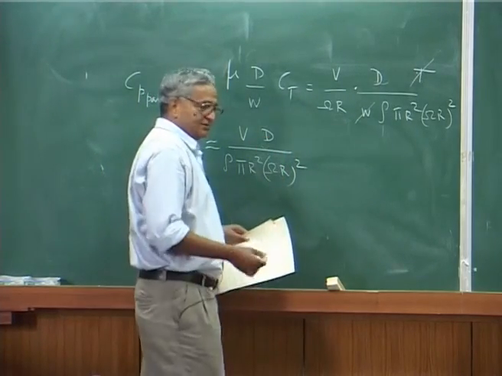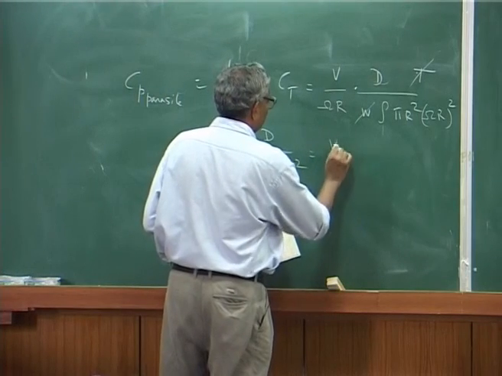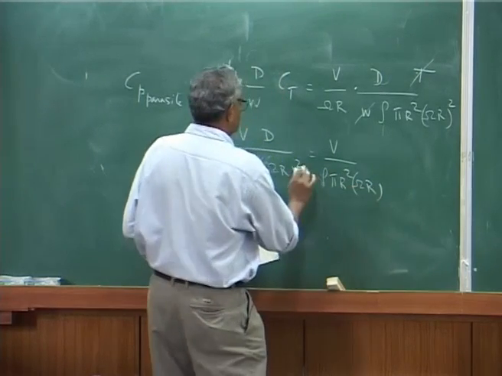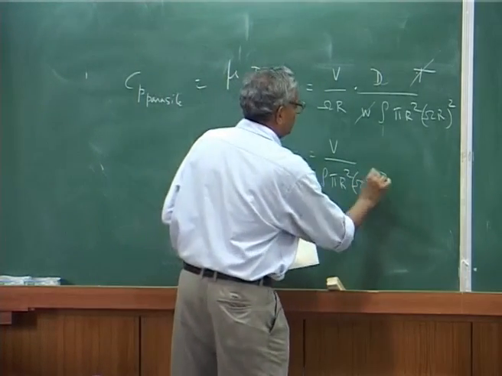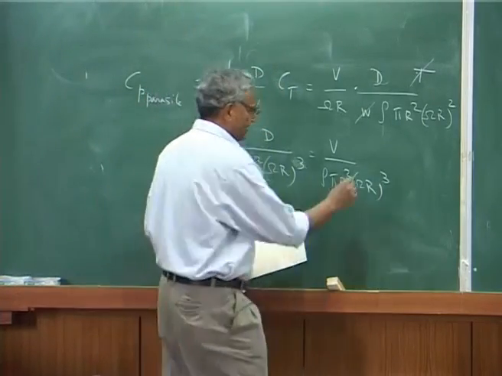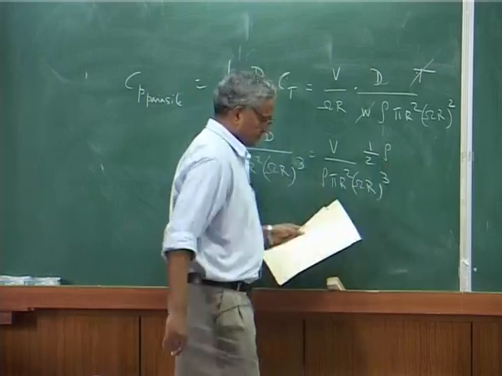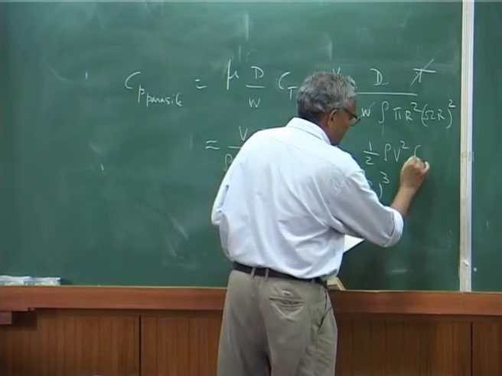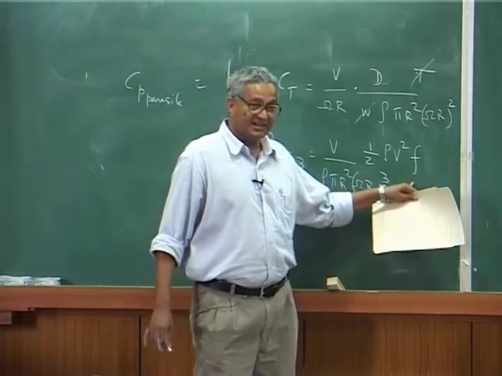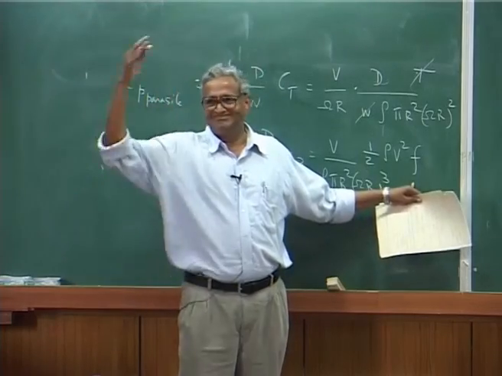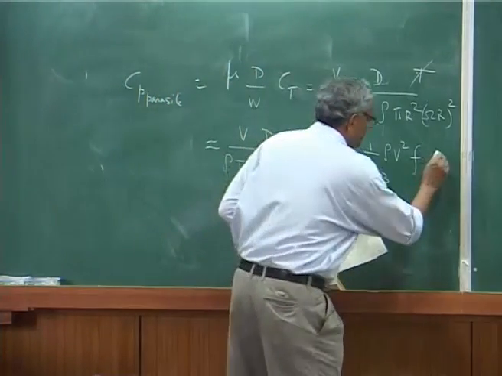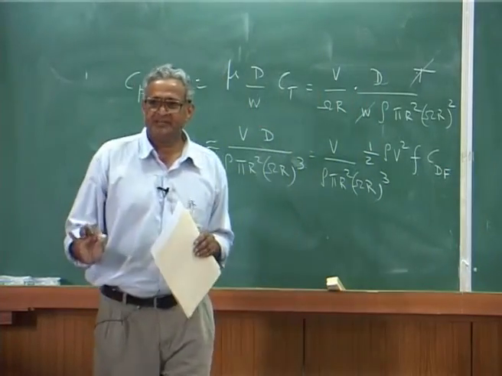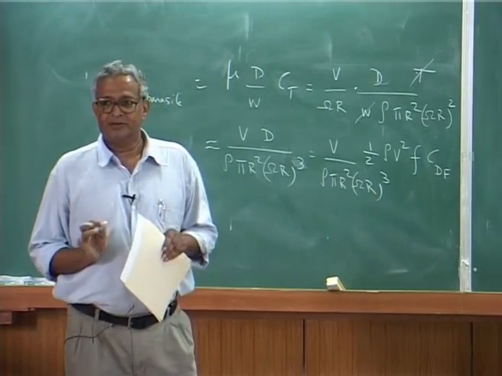Drag force on the fuselage, you normally write as half rho V square times some frontal area, please understand I am using the word frontal area of some body, times CD fuselage, some drag coefficient. Okay.